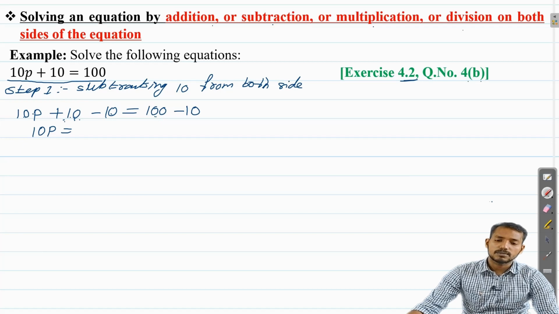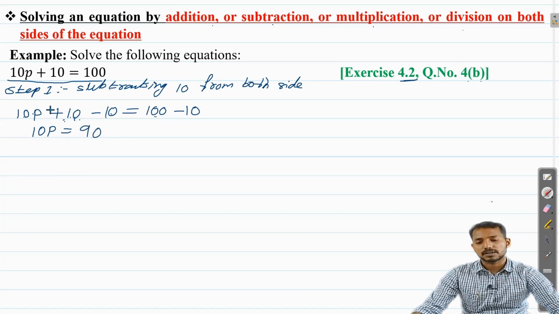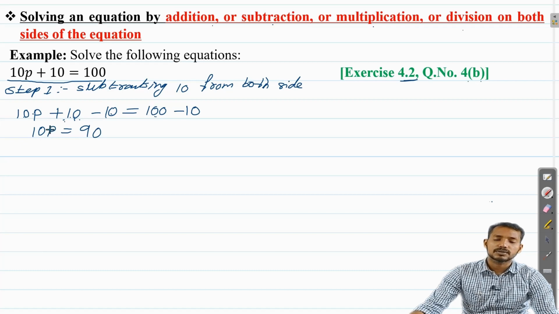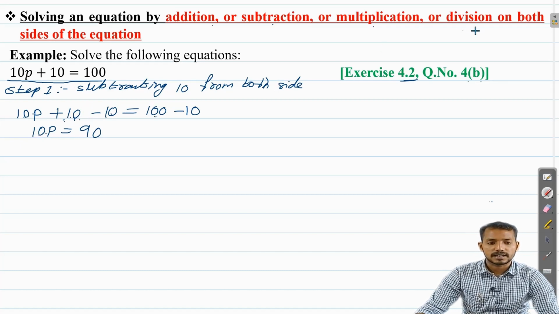Then 100 minus 10 is equal to 90. So see, here that 10 is separated, here 10p is separated from the given 10. Now here we have to separate this 10 from this p. For that what we need to do? This 10p we can write like 10p is actually 10 into p, which is equal to 90.